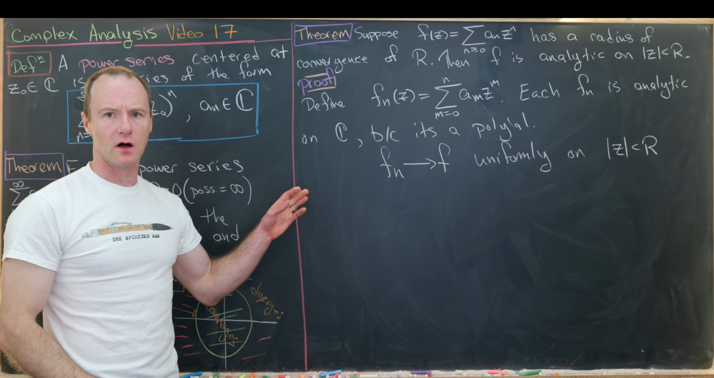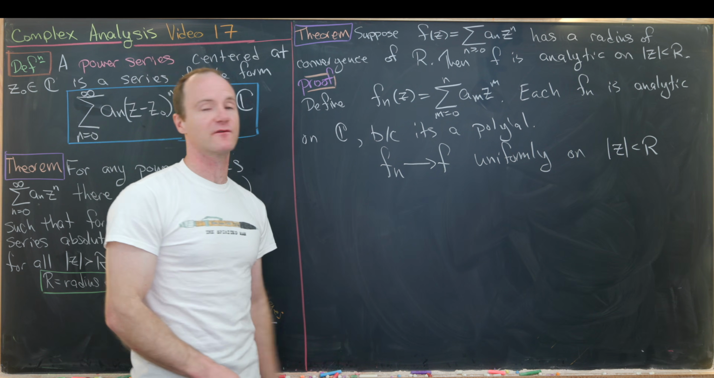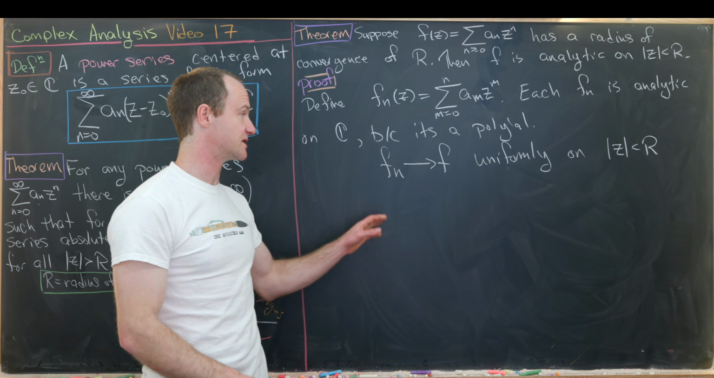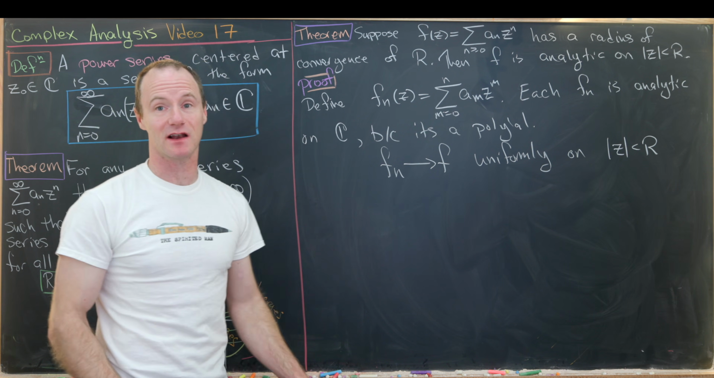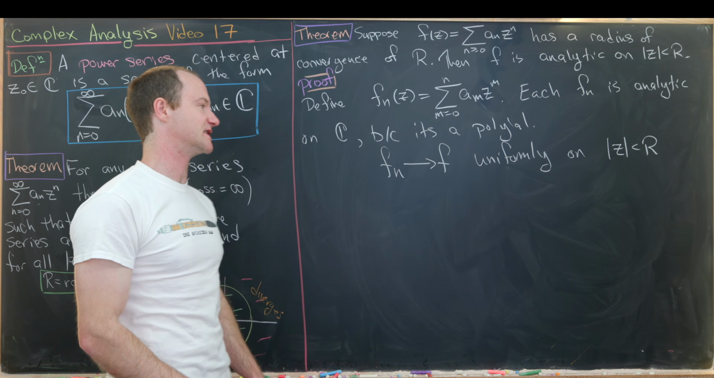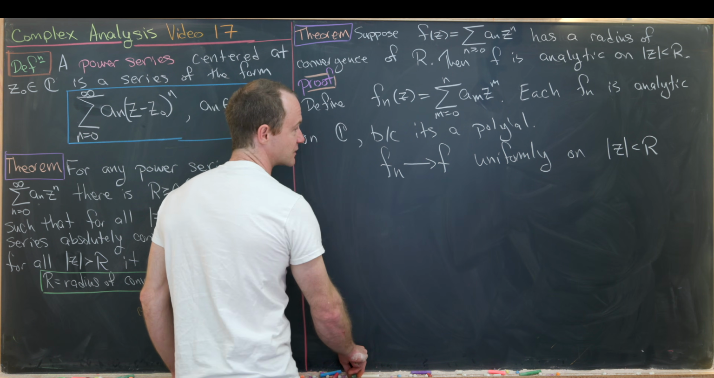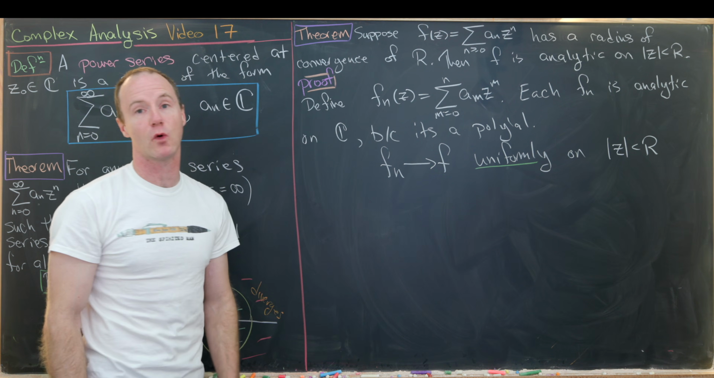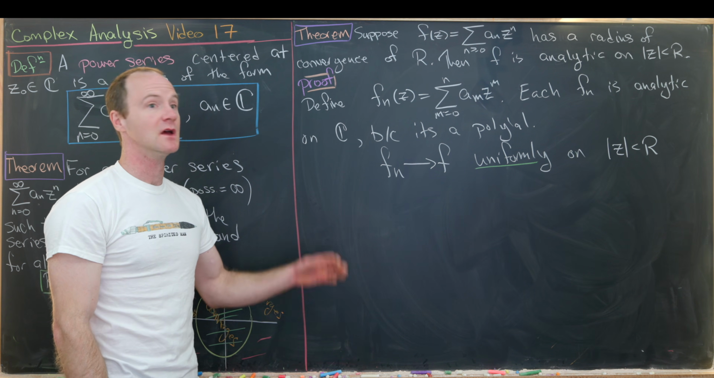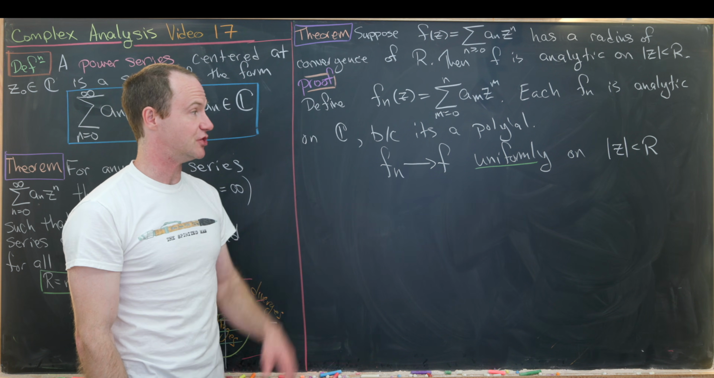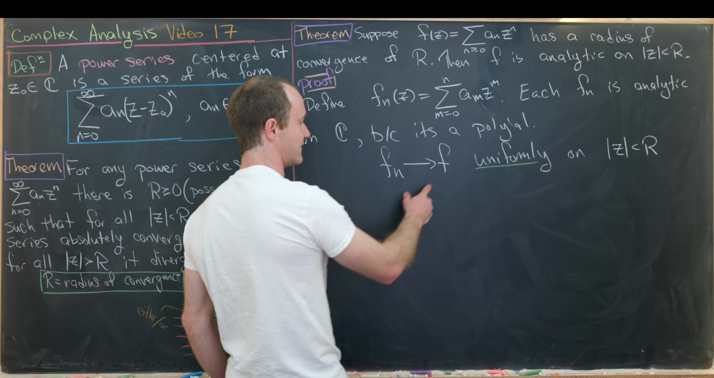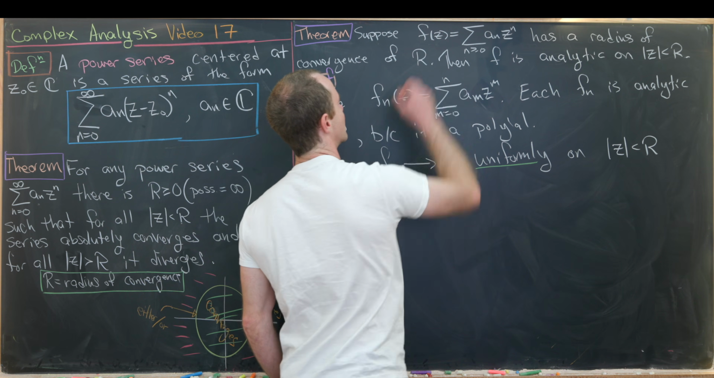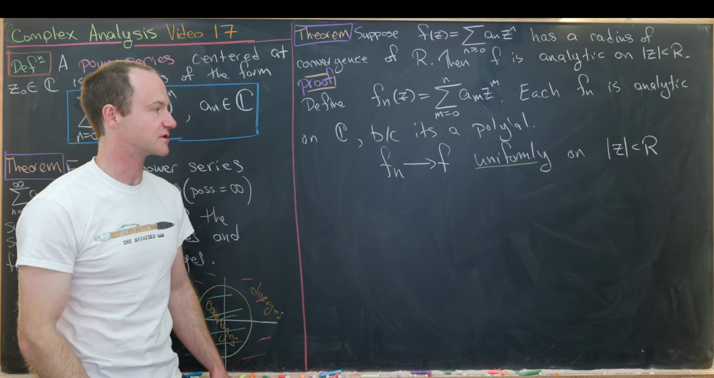But let's recall that if we have uniform convergence of a sequence of functions, and each of those functions is analytic, then the limiting function is also analytic. And it was particularly important to have uniform convergence, not pointwise convergence. But again, like I said, this uniform convergence comes from the fact that we're defining our function as this power series in the first place.